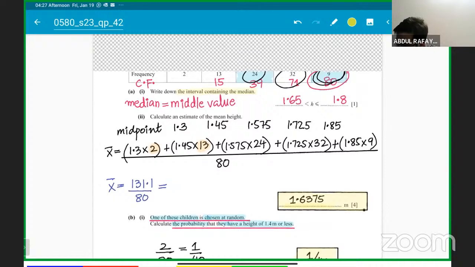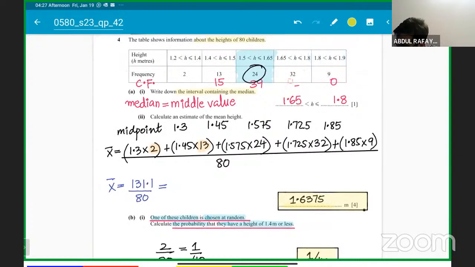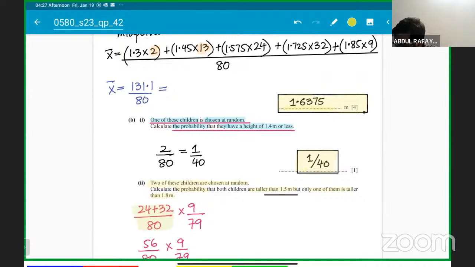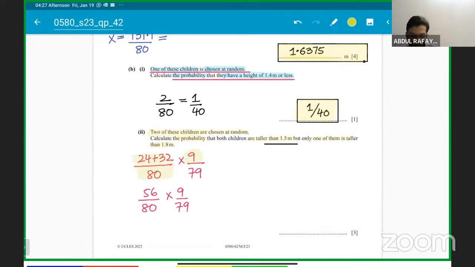So that child is how much? What is the possibility for them? The possibilities for them are 24 and 32. Okay, everyone getting it clear? 24 and 32. And the other child will have a height greater than 1.8 meter. That are only 9 children possible. So that is what I've done.